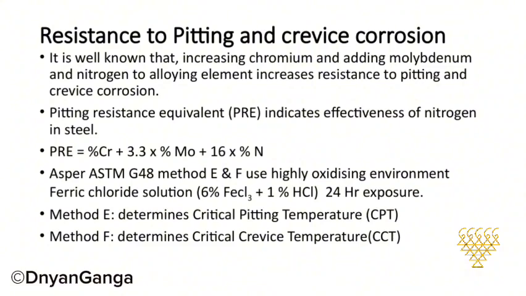This brings us to the ASTM G48 method, specifically methods E and F, which are used to test how resistant a material is to pitting and crevice corrosion. These tests involve exposing the material to a highly oxidizing environment, specifically a ferric chloride solution, 6% FeCl3 with 1% HCl, for 24 hours. Method E focuses on determining the critical pitting temperature, or CPT. This is the temperature above which pitting is likely to occur. Meanwhile, Method F measures the critical crevice temperature, or CCT, which indicates the temperature at which crevice corrosion can initiate.